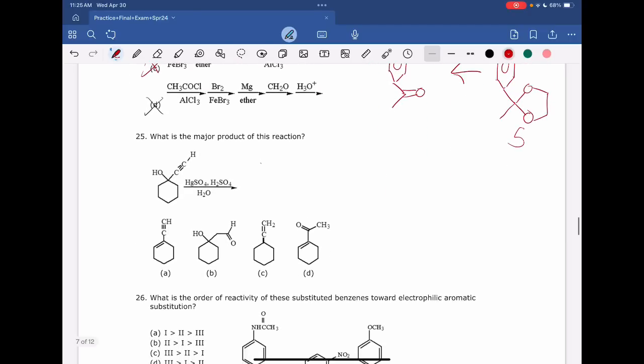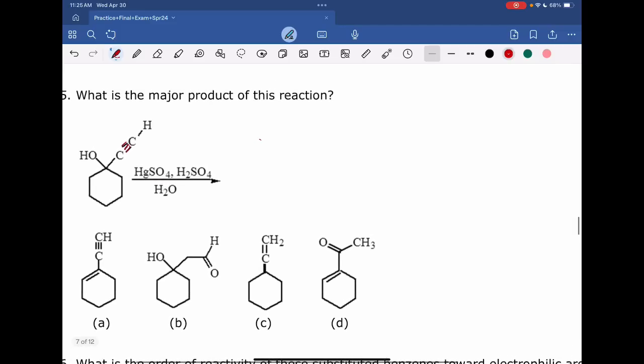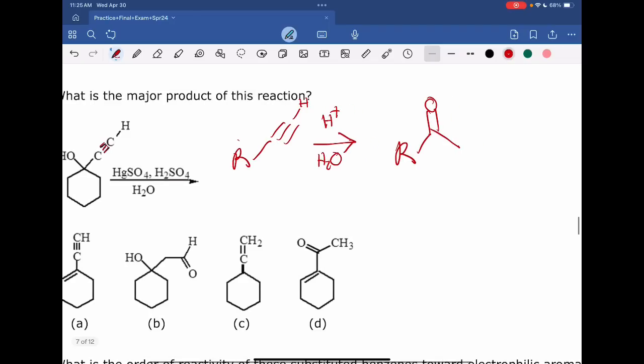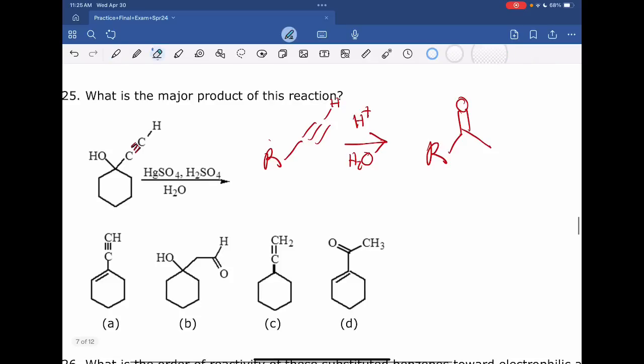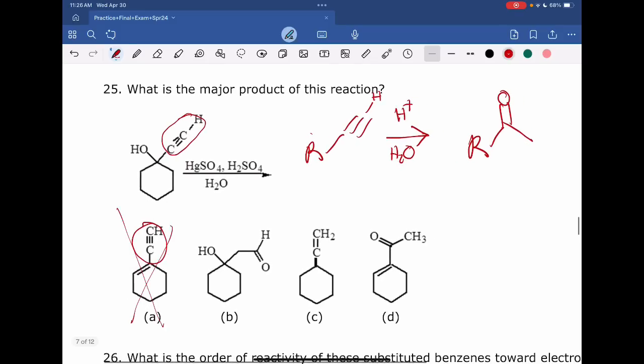Okay, what is the major product of this reaction? You're reacting a triple bond, an alkyne, with acid and water. We know that when that happens, when you have something like this, and you react it with acid and water, you get a ketone. Always. So the answer should at least not have the triple bond because we know that needs to react with the acid. So A, they still have the triple bond, so it's not right.